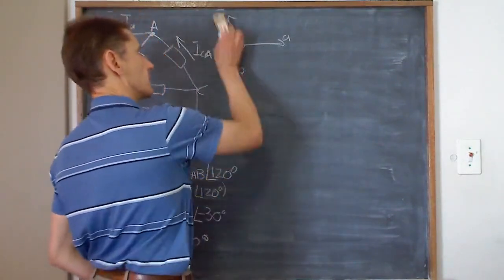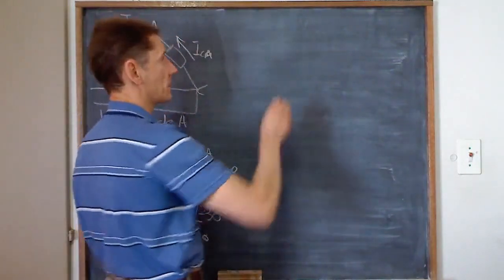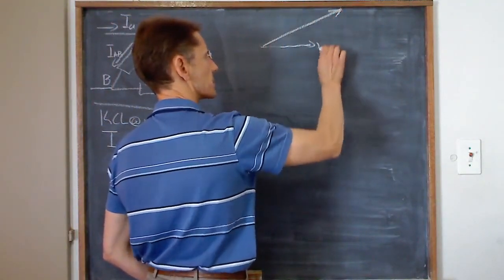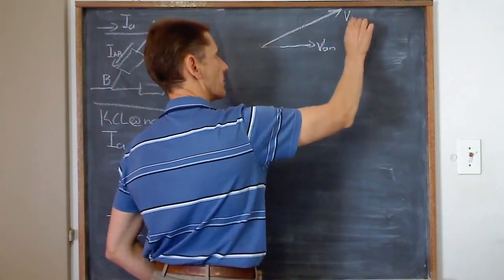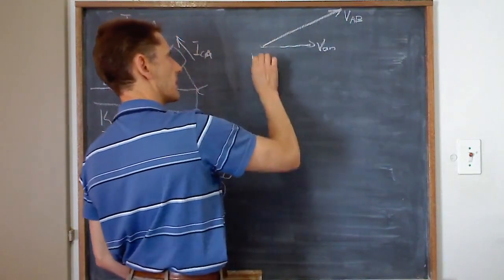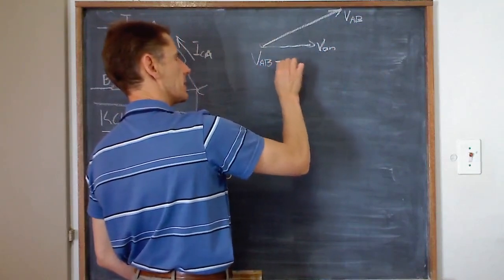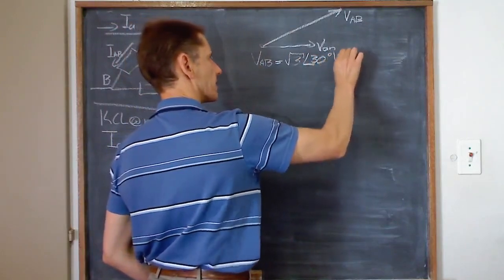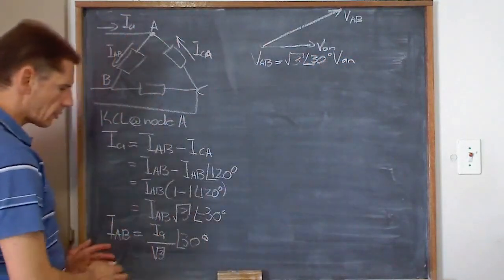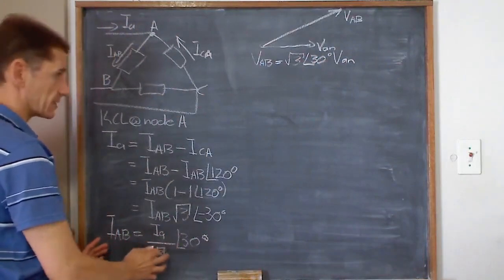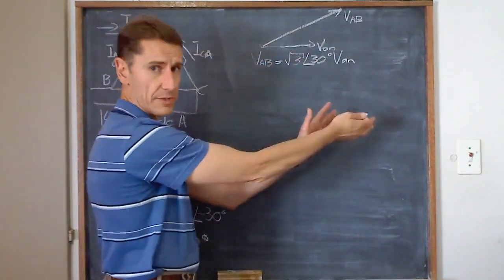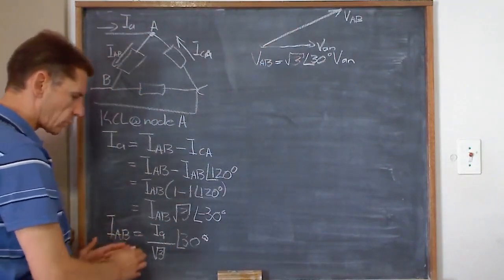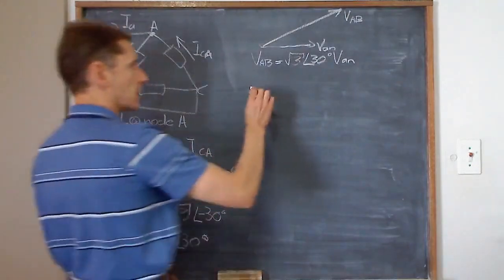Our first little diagram and first equation that was important was this. So this was our VAN, and this is our VAB. And we said that VAB equals root 3 angle 30 degrees VAN. Now we want to write a similar equation. You see, it's VAB equals something VAN. So that's why I rewrote the equation so that I've got IAB equals something IA. So now we've got the second one.